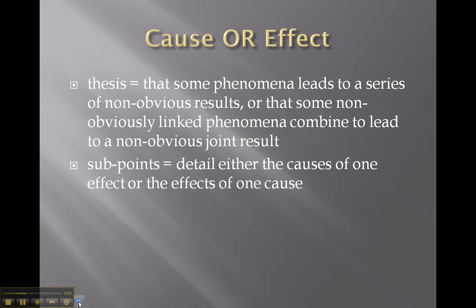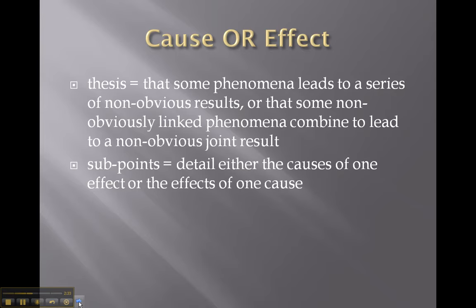Cause or effect are two different sorts of paper. One is where you talk about several things that caused a certain effect, or you can talk about a certain thing that happened and then several effects that resulted from that. So it's either the things that led up to something, or something happened and then the things that happened as a result. So that would be a cause or an effect paper.